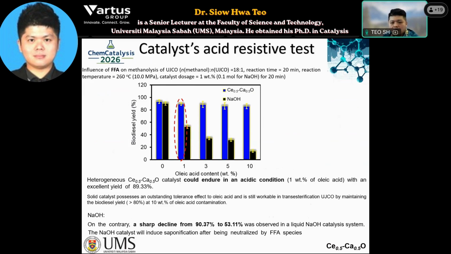In contrast, the homogeneous catalyst system was highly sensitive to the presence of free fatty acids. A significant reduction in the biodiesel yield was observed as the free fatty acid content increased. This behavior is mainly attributed to the reaction between the free fatty acid and the homogeneous catalyst, which leads to soap formation and consequently reduces the transesterification efficiency. Therefore, this mixed oxide catalyst shows excellent acid tolerance and is more suitable for processing low quality feedstock containing a high level of free fatty acid.